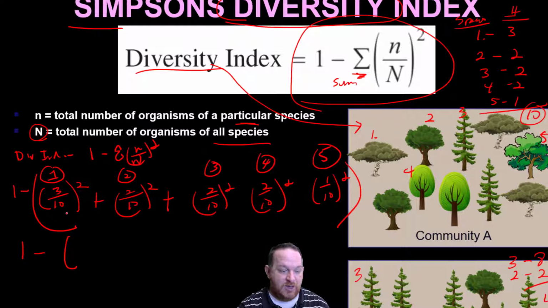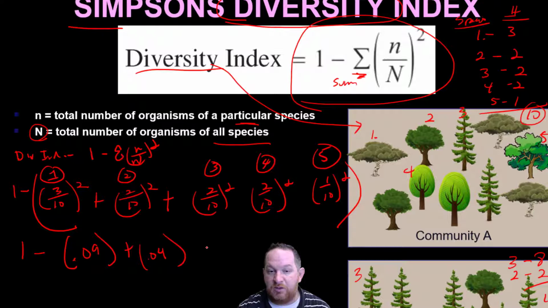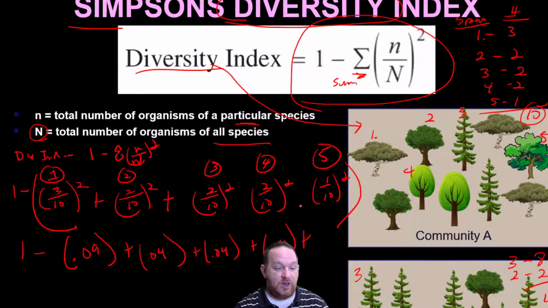Then 2 over 10, that's 1/5 squared, so 1/5 squared would be 1/25. So you could say 1 divided by 25 is 0.04. And then it looks to me like these are the same, right? Plus 0.04, plus 0.04, plus, and then 1/10 squared would be 1/100th once you squared it. So 1/100th, if you take 1 divided by 100, I'm getting 0.01.